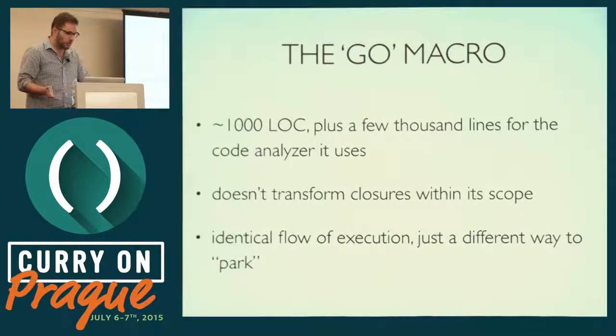At the same time, there are some problems, right? The Go macro is a very impressive piece of engineering. It took about 1.5 years for it to get right. It is about 1,000 lines of code plus about 2,000 lines of syntax analysis that got factored out into another library. There are some issues. Even though it tries to transform everything, all possible code forms, it cannot transform within a closure because that function may escape that scope and they can't control how it's being executed.